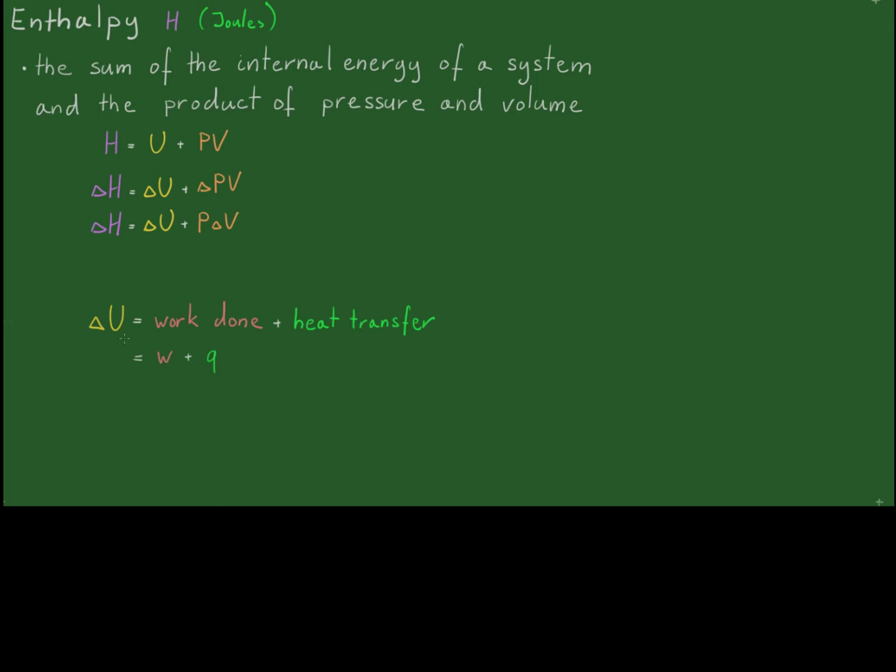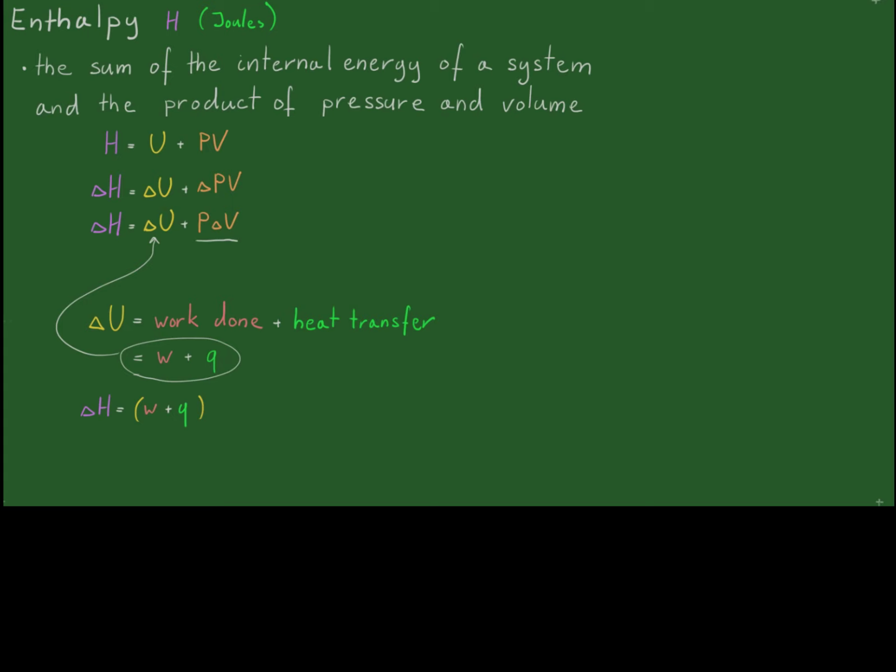Recall that the change in internal energy equals work done plus heat transfer, or it equals W plus Q. I'm going to substitute this W plus Q for this delta U. And I will rewrite the equation down here. So I'm saying now enthalpy equals the change in internal energy, which I will now write as W plus Q, so work plus heat transfer. And now I have to deal with this pressure delta V.